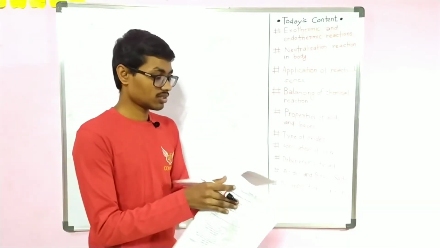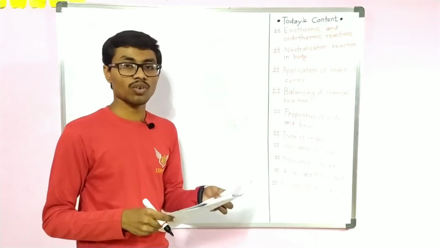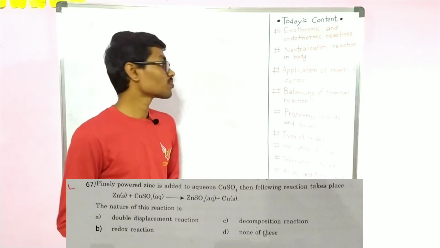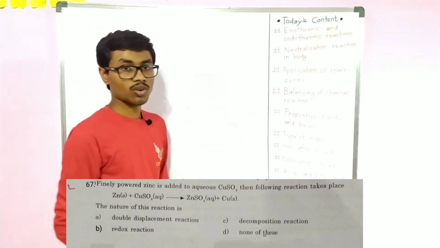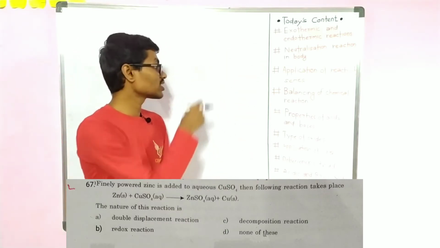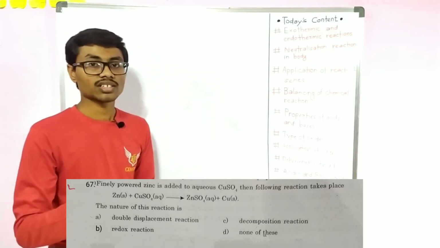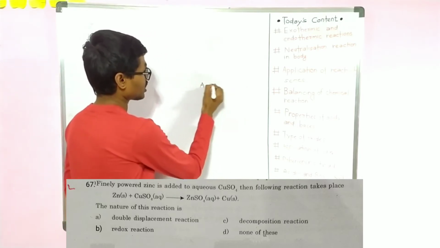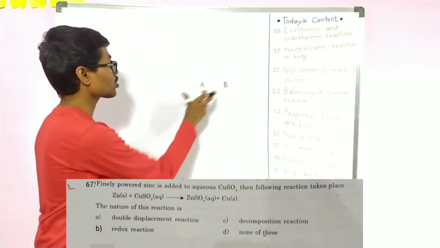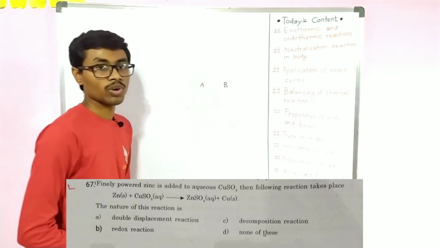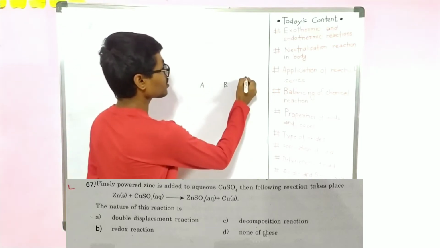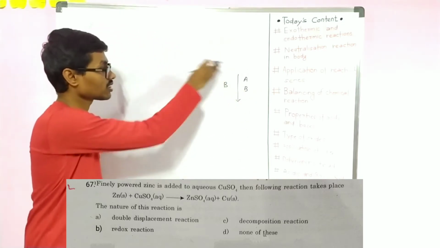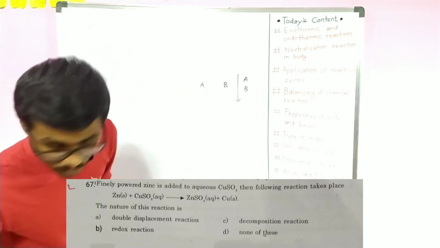Now the next question is an application of the reactivity series. What is the reactivity series? We arrange metals in order such that we see which metal has the maximum tendency to react. Suppose A and B are 2 metals. Suppose A is more reactive and B is less reactive. So A is placed over B, and reactivity decreases like this. This is the reactivity series.